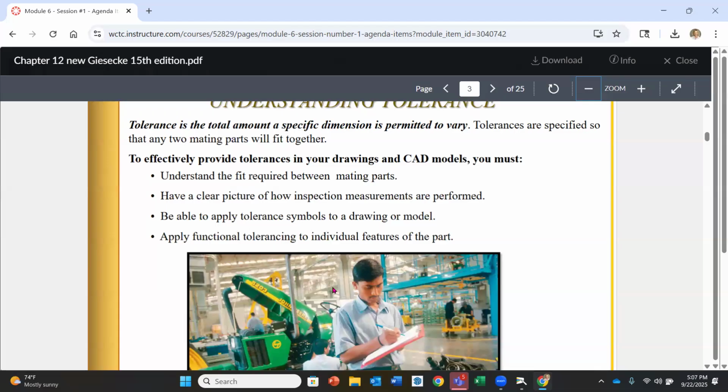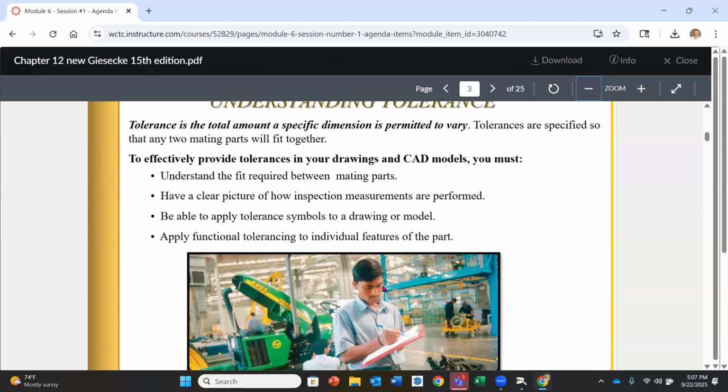You need to have a clear picture of how inspection measurements are going to be performed, okay? Whenever you have a dimension on a drawing, again, with the application of the tolerance, either going to the title block or specifically putting it on our drawing, we have to take into consideration that these parts are going to be inspected later on. So they're going to use our drawing, so it has to be clear what we're expecting so that then they can either accept or reject if the parts don't meet the specifications on the drawing, okay? Be able to apply tolerance symbols to a drawing or a model.